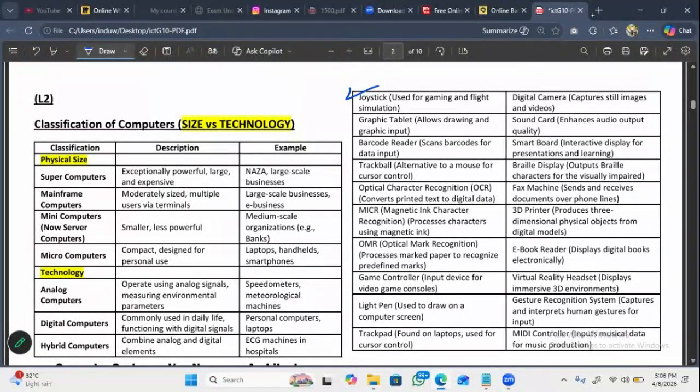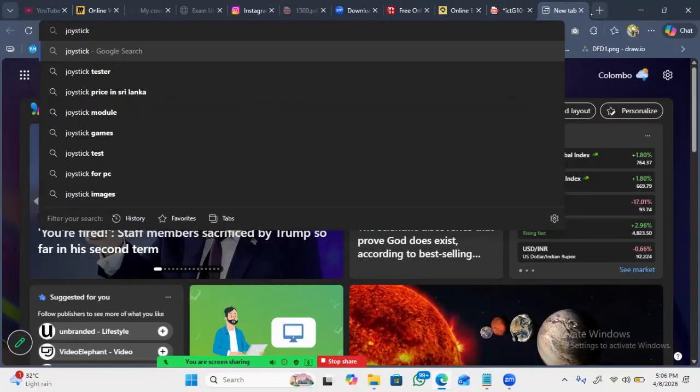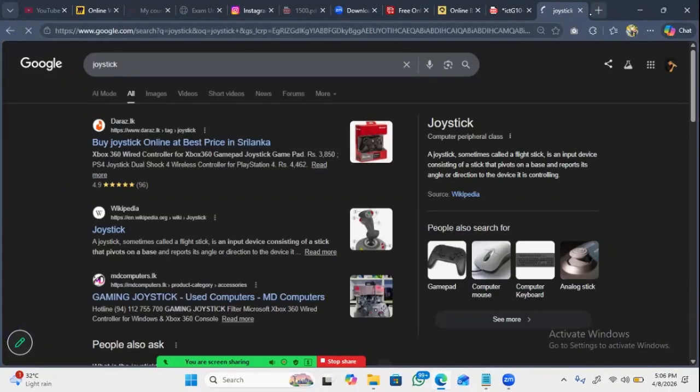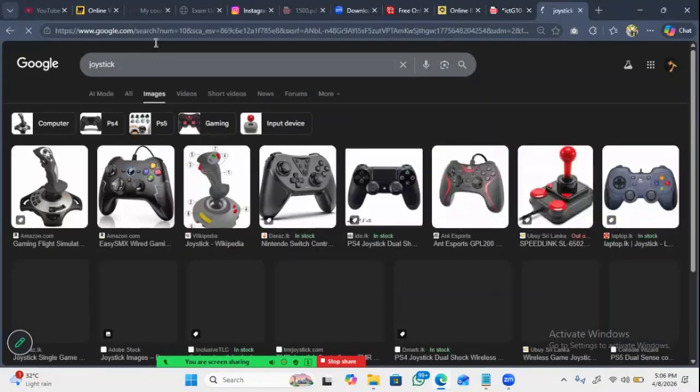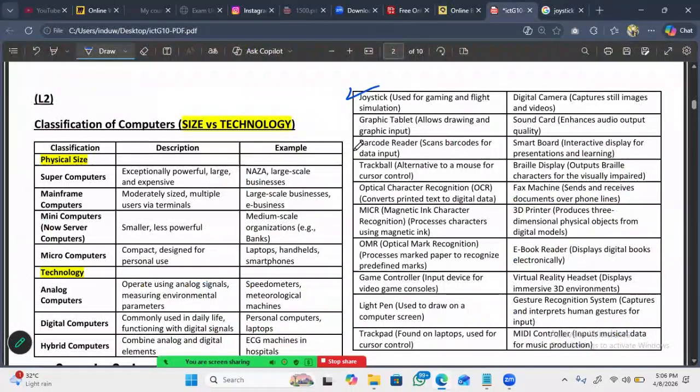Joysticks are used for playing games. Let's see what this joystick is. Now, some students don't know what a joystick is. I'll show you. See, this is a joystick. You don't need to know all these. A joystick is an input device, used to play games. That's it. Then now we have the graphic tablets.